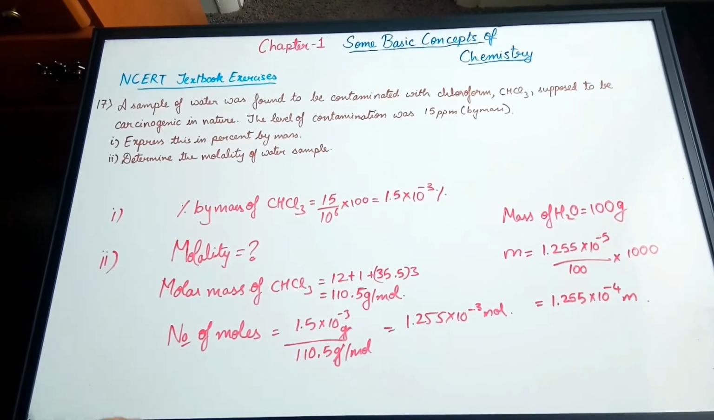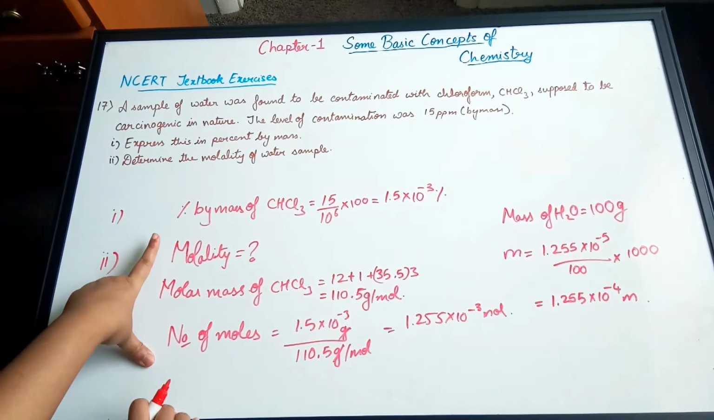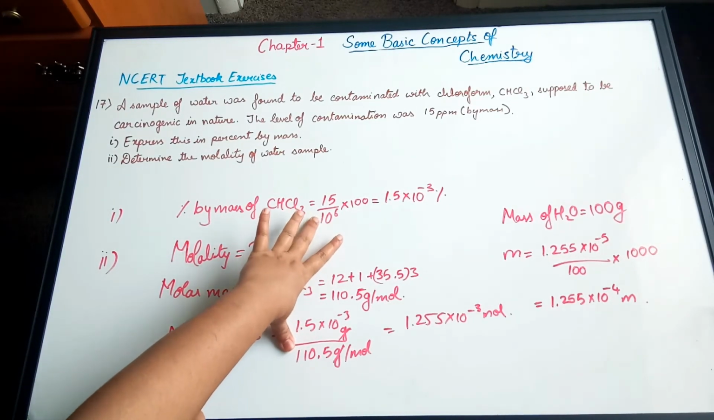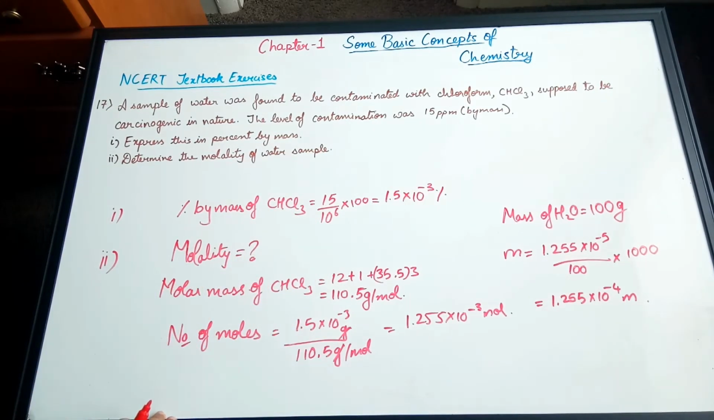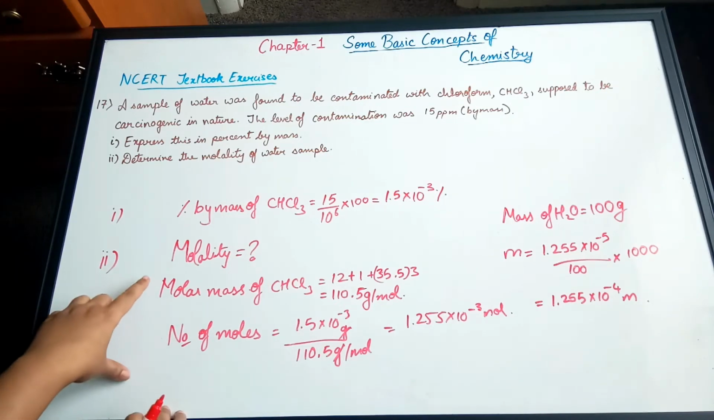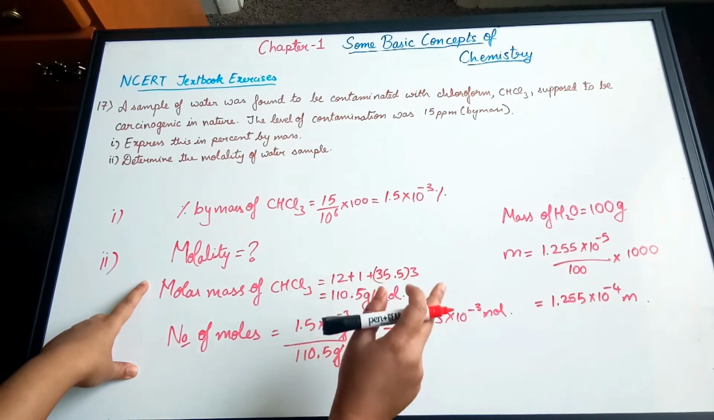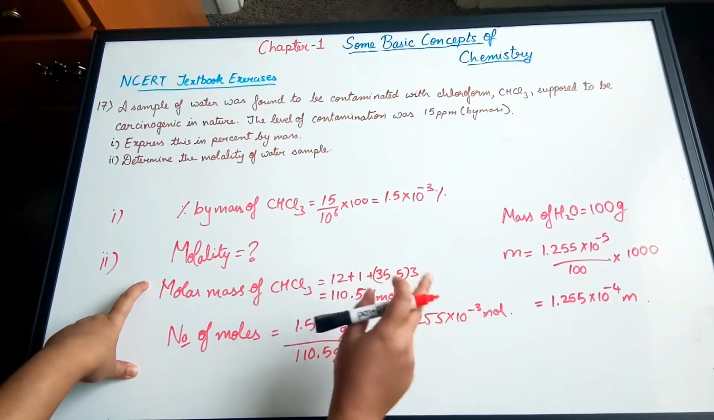So first we had been asked to calculate the percent by mass of chloroform, and this was calculated simply by using this formula, because here you have 15 parts per million, that's why we're dividing it by 10 to the power 6. This basically means that 15 ppm is 15 parts of chloroform present in 10 to the power 6 parts of the solvent. Molality we calculated by using the formula molality equals number of moles divided by the mass of the solvent in kilograms, but this value was in grams, so we just multiplied it with 1000.